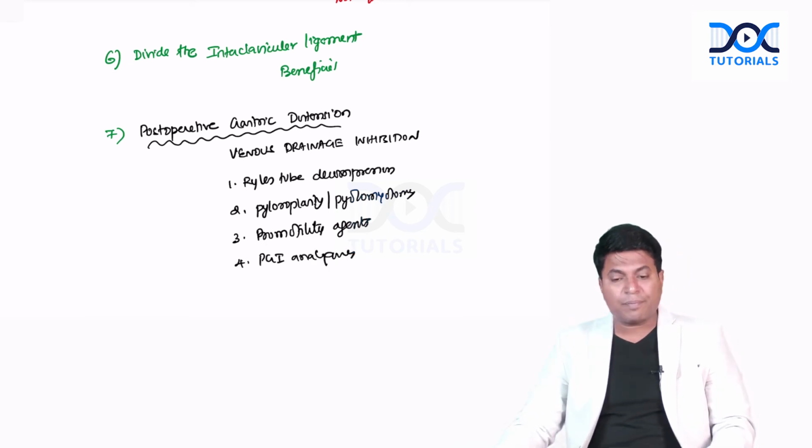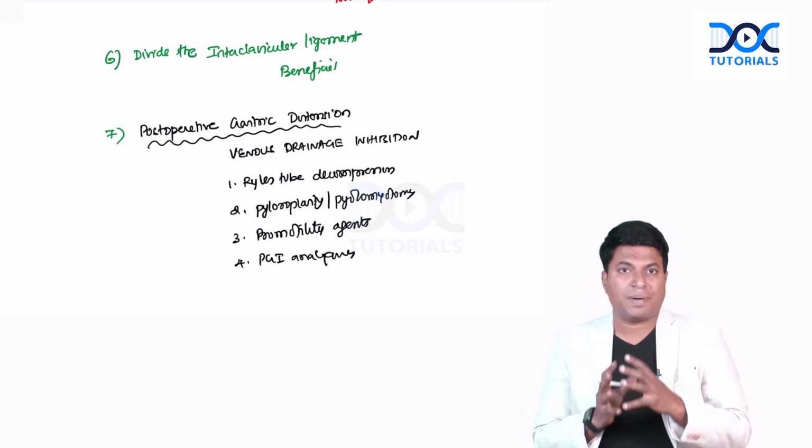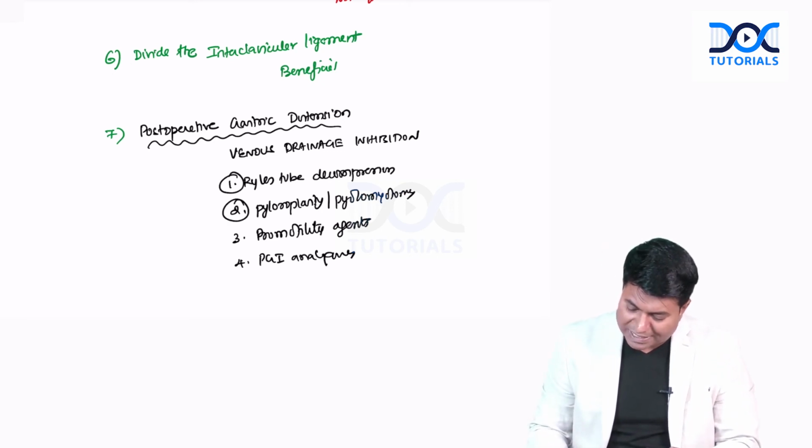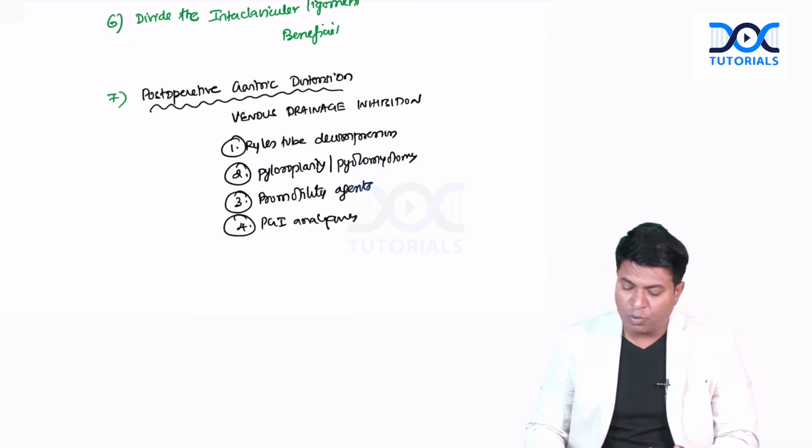So these are the things which can help venous drainage, which is decreased by gastric distension. We can avoid it by putting a Ryle's tube, doing a pyloroplasty, giving pro-motility agents, or a prostaglandin E1 analog.